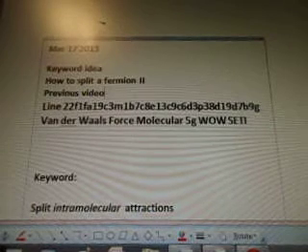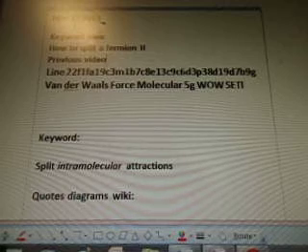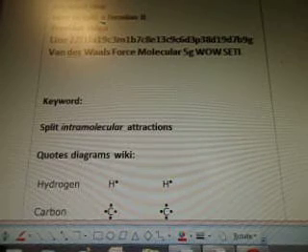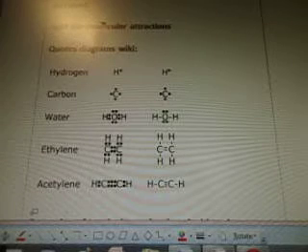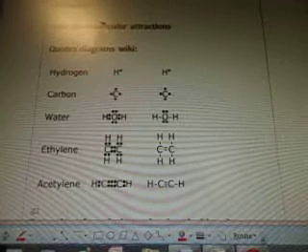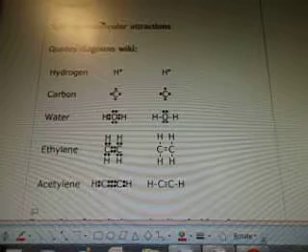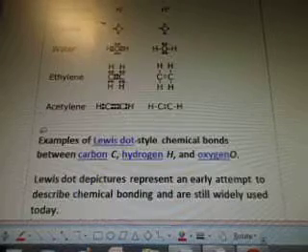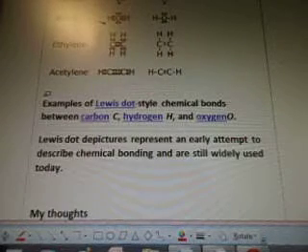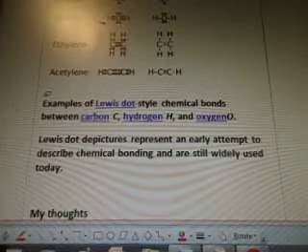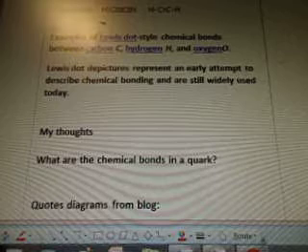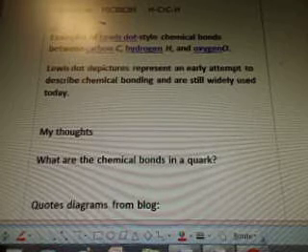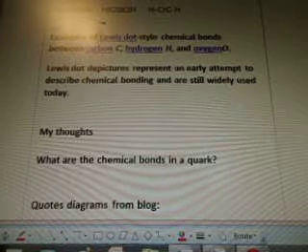There's a line of data from van der Waals force, molecular, 5G Wow Seti. The keyword is split intramolecular attractions. Quotes and diagrams are from Wiki. It shows the symbols for hydrogen, carbon, water, ethylene, acetylene. Examples of Lewis dot style chemical bonds between carbon C, hydrogen H, and oxygen O. Lewis dot pictures represent an early attempt to describe chemical bonding and are still widely used today.